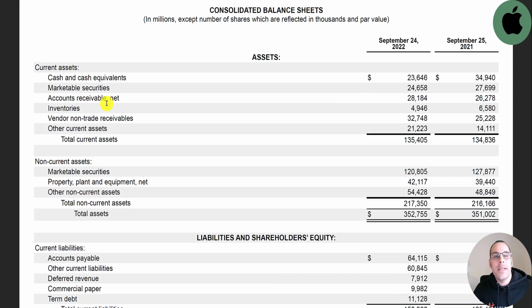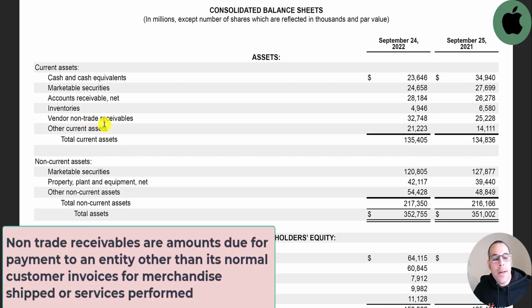Then you have accounts receivables. This is how much money other companies owe them. So if they sold products on credit, that's $28 billion. Inventory, $5 billion. So this might include the plastic they purchased to make their iPhone cases. It may also include the batteries they purchased to put into computers. Then they have vendor non-trade receivables, $33 billion.